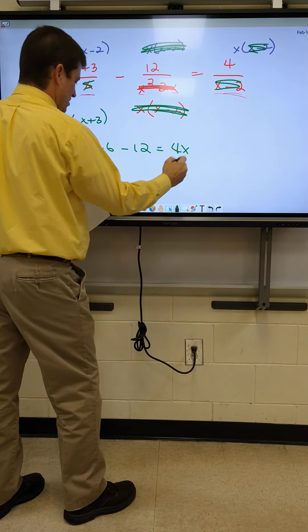Like 3x minus 2x, that would give you 1x.